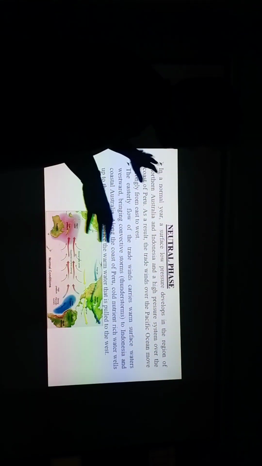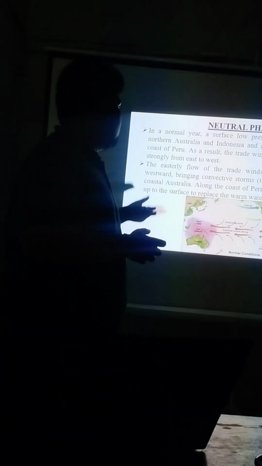So, the neutral phase. First of all, I want to say that there is nothing neutral when it comes to natural phenomena, because nature has its own ongoing cycle that has never stopped. But for our own convenience, we have set a base level so that we can compare how things can go by considering the normal condition.